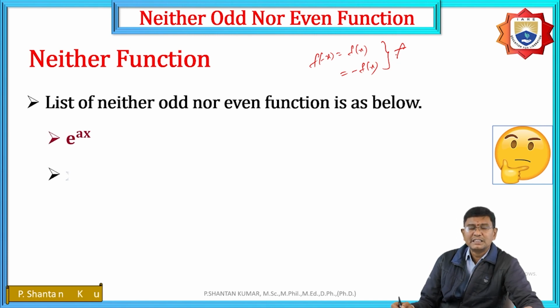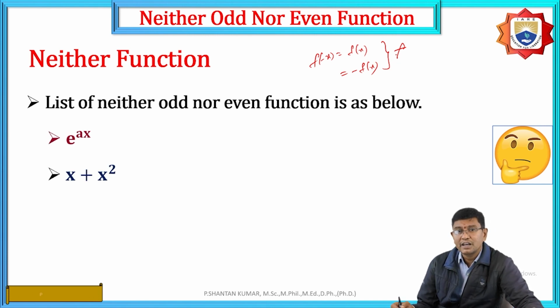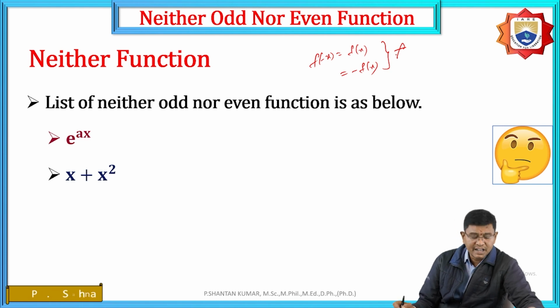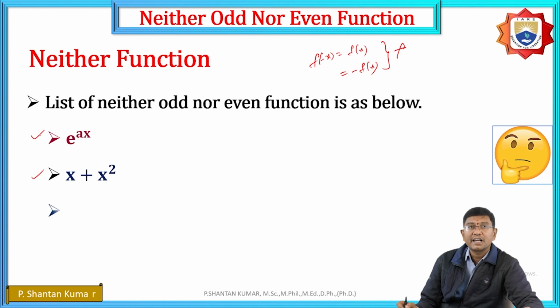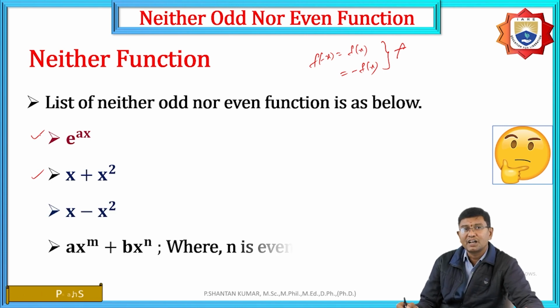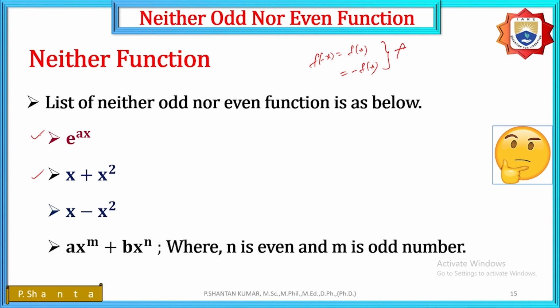The best example of a neither function is e power ax. Other examples are x plus x square, and x minus x square, and also ax power m plus bx power n, depending upon m and n, such as when n is even and m is odd, the function is a neither function.